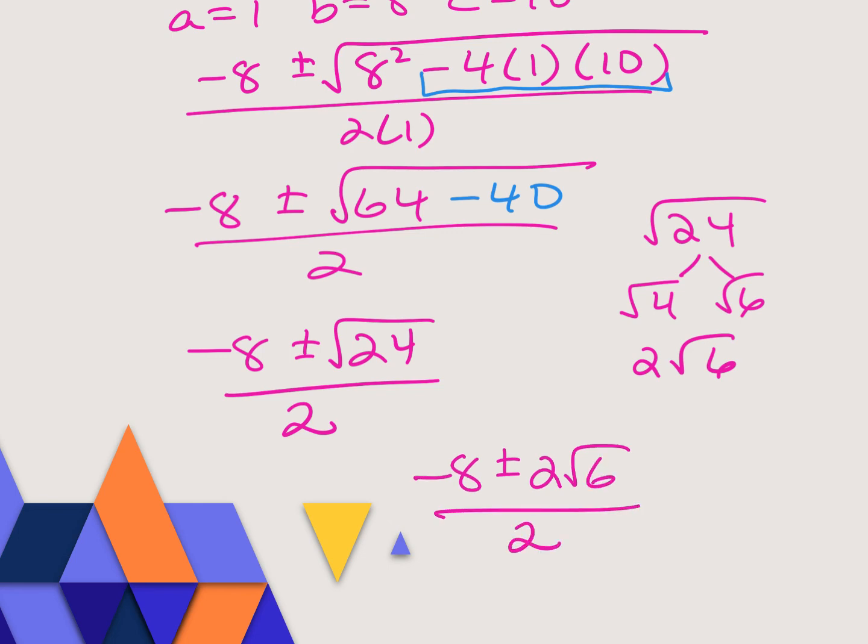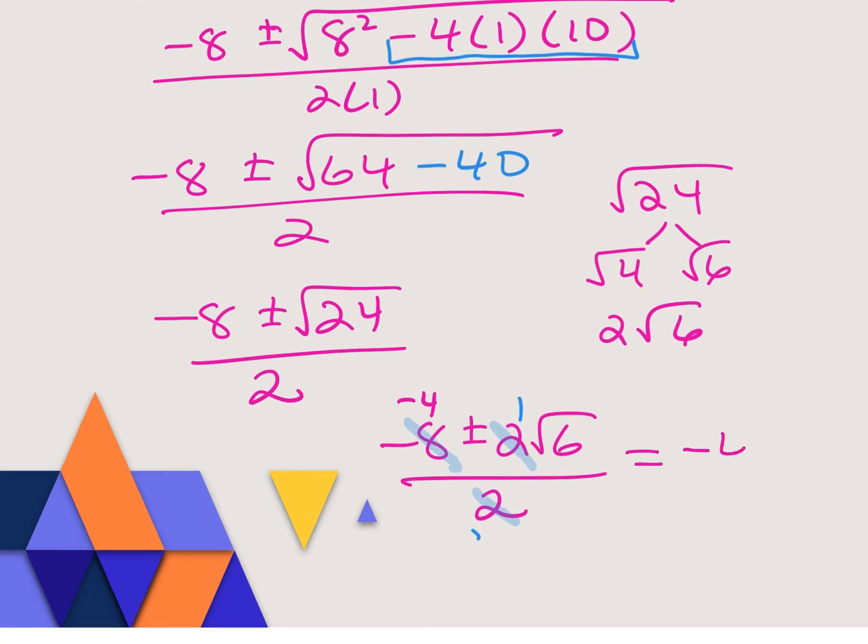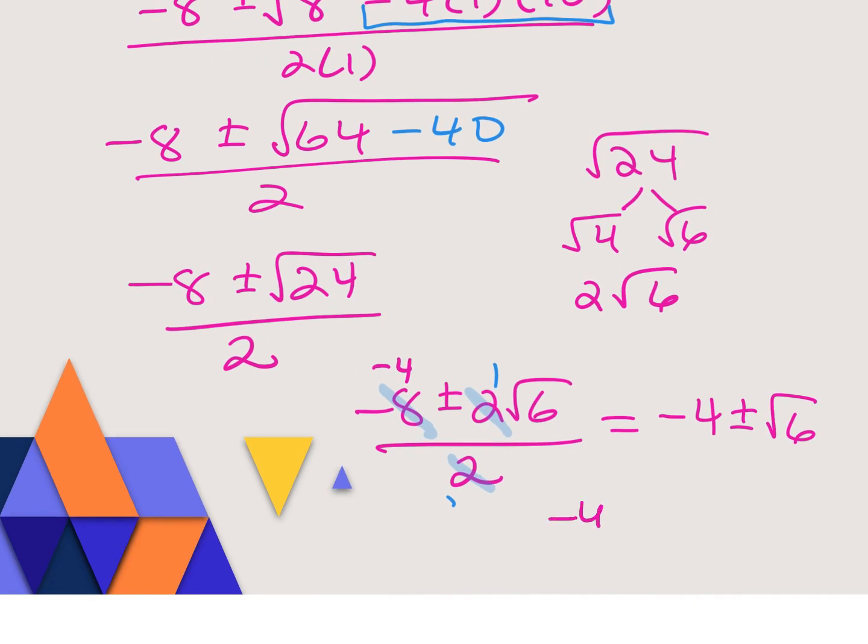Now I can simplify. So the 2 goes into 8 4 times, so it's a negative 4 now. And then 2 goes into the 2 1 time. So my final answer here is going to be negative 4 plus or minus square root 6. And again, you can pull it apart: negative 4 minus root 6, negative 4 plus square root 6.